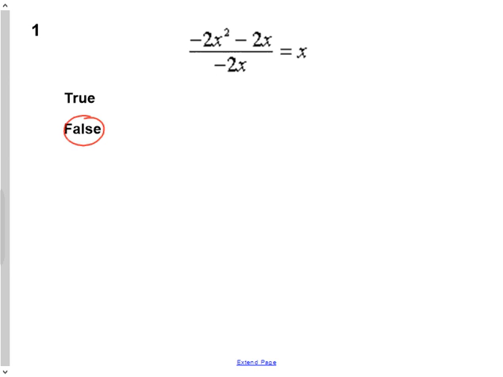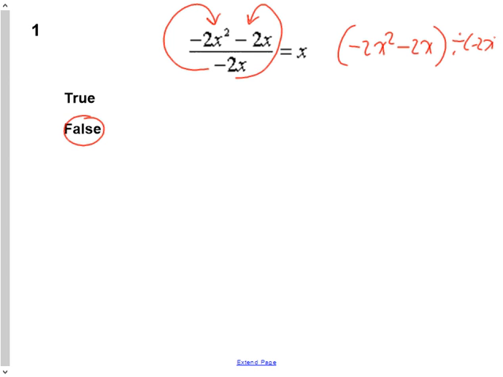So for this one, we need to use distributive property, but this time instead of distributive property of multiplication, it's distributive property of division, because what this really says is this binomial divided by this monomial. These two questions are the same. And here, we need to divide each term in the binomial by negative 2x.